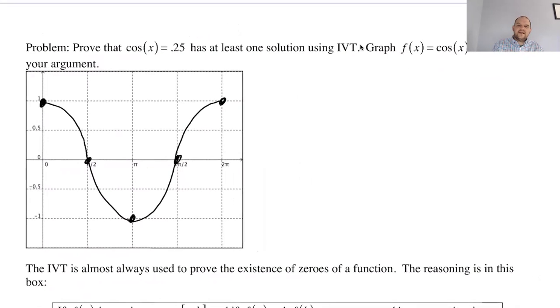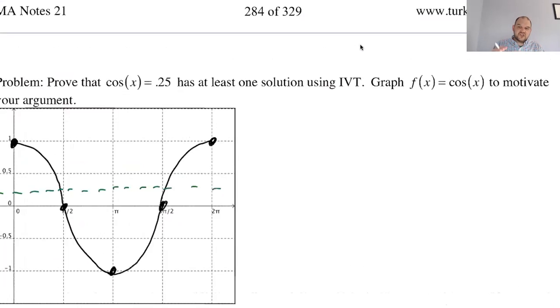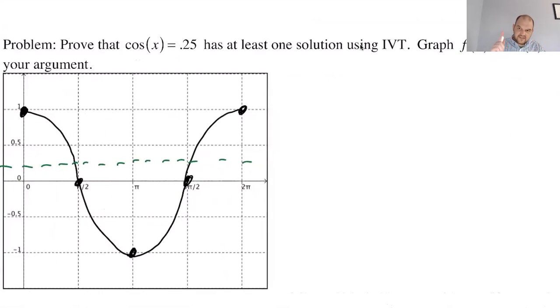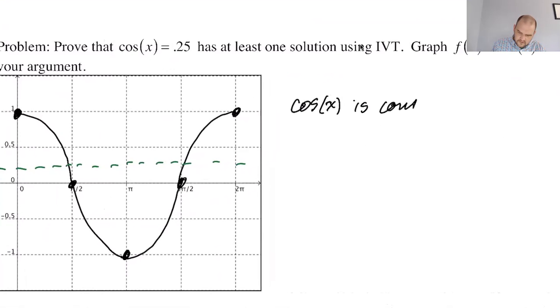So 0.25 is going to be like, let's say, here. I want to show that this thing definitely has a solution. How can I do that? Well, I don't need to be super precise. I just need to show that it has a solution. So I'm going to say cosine is a continuous function, because that's required. Cosine of x is continuous on the closed interval from 0 to pi over 2. I think that's a plenty good interval.